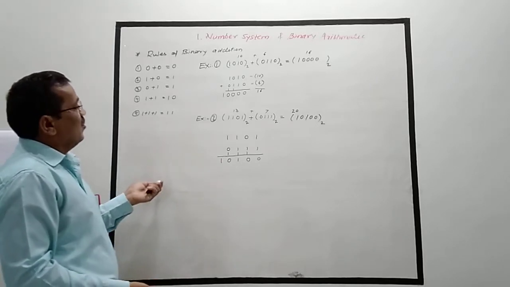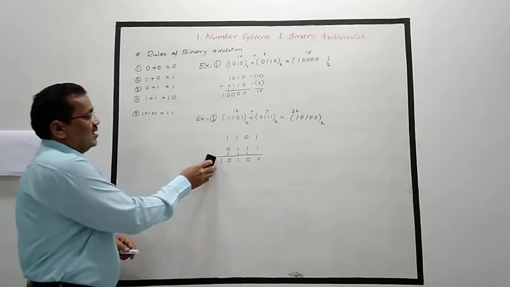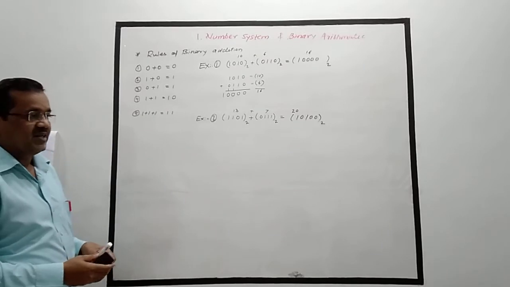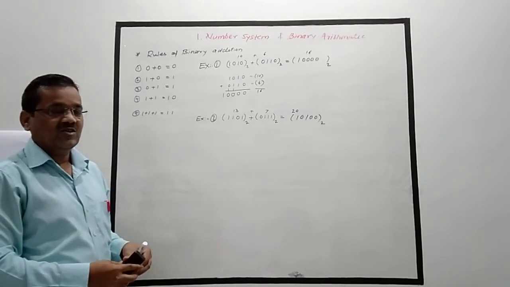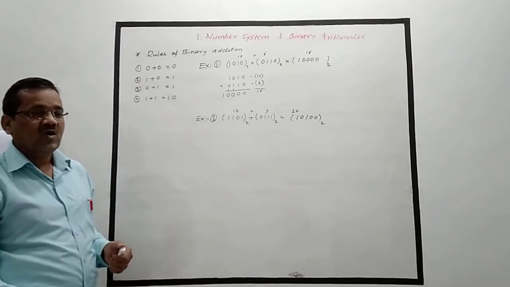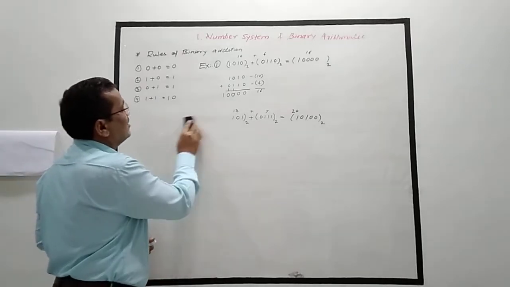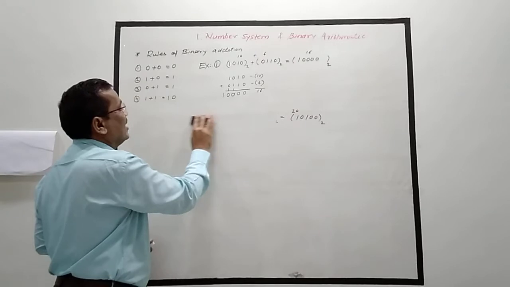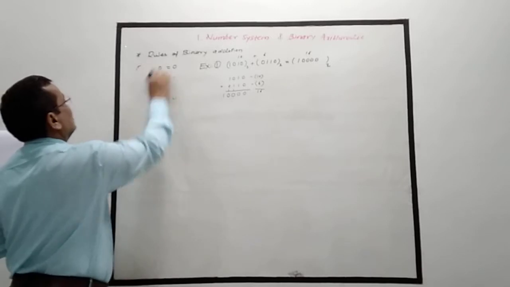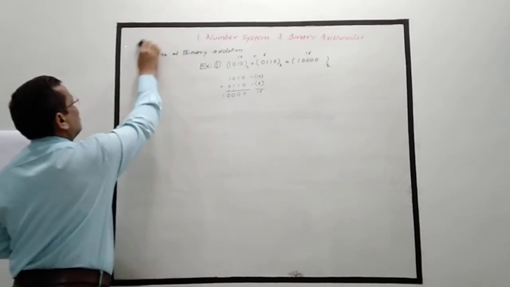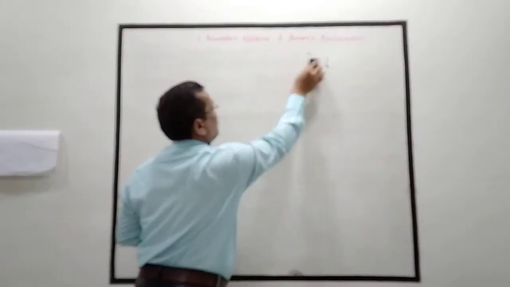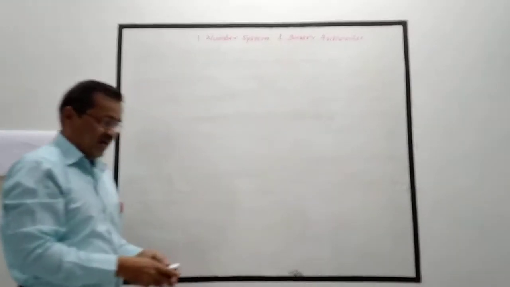Now, binary subtraction. We learned addition, but what about binary subtraction? For binary subtraction, we have to understand the concept of ones complement and twos complement. What is ones complement and what is twos complement? So before going to subtraction of binary numbers, we have to understand ones complement and twos complement.